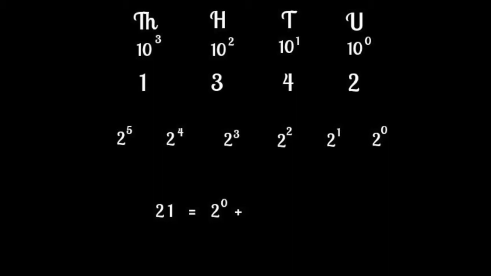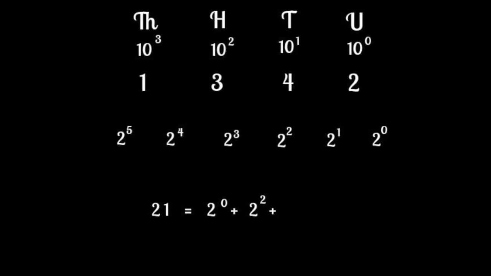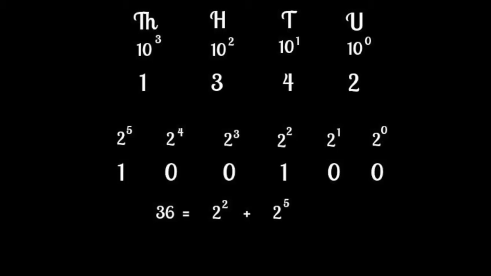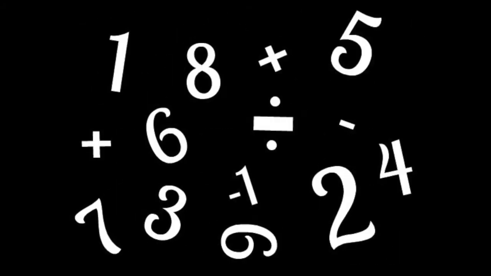Let's take 21 for an example. What's 9 plus 10? 21. So if you add 1, 4 and 16, you end up with 21 and these are all powers of 2. So this is how you represent it in binary. We can also try this with 36, which is nothing but 2 to the power 2 plus 2 to the power 5, which gives us 100100. And yes, it's possible to represent any number this way.